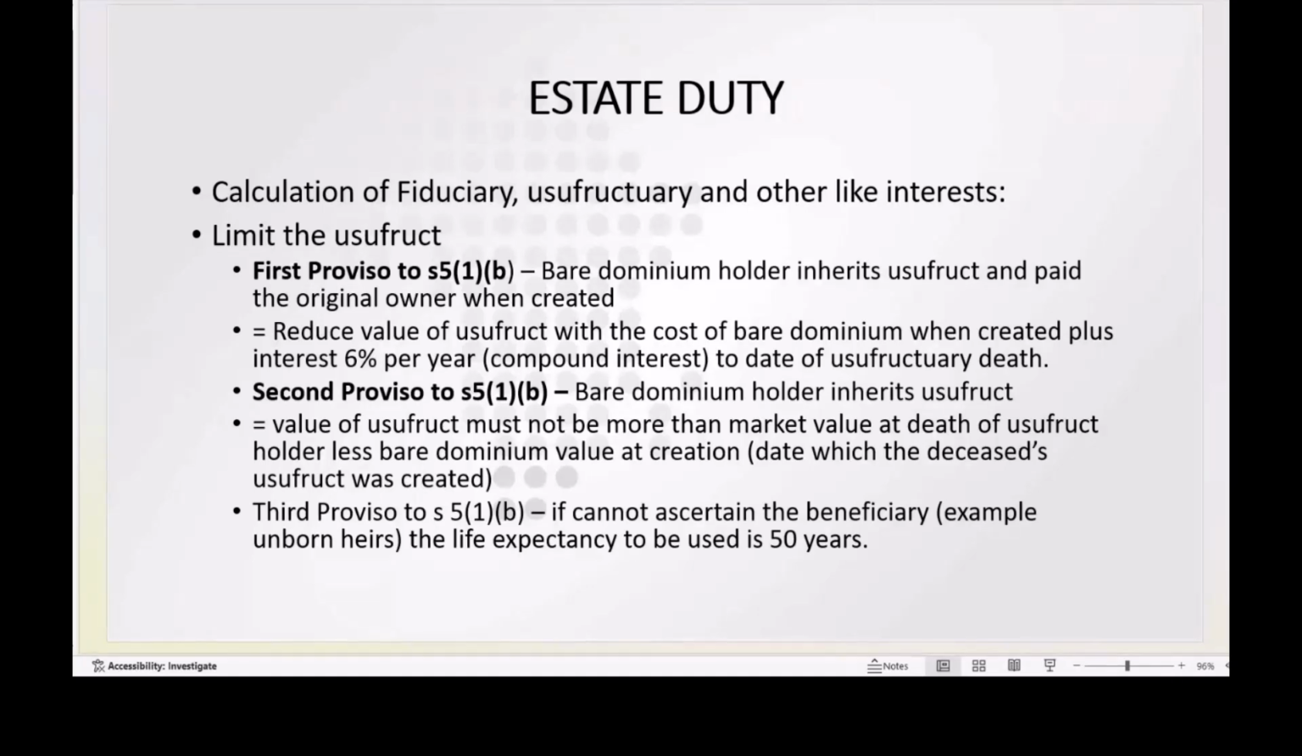Then the third proviso in section 5.1b: if we cannot ascertain who the beneficiary is, then the life expectancy that we use will be 50 years. So let's say the will says to an unborn child or unborn heirs, then we would use the life expectancy of 50 years. Okay. All right.